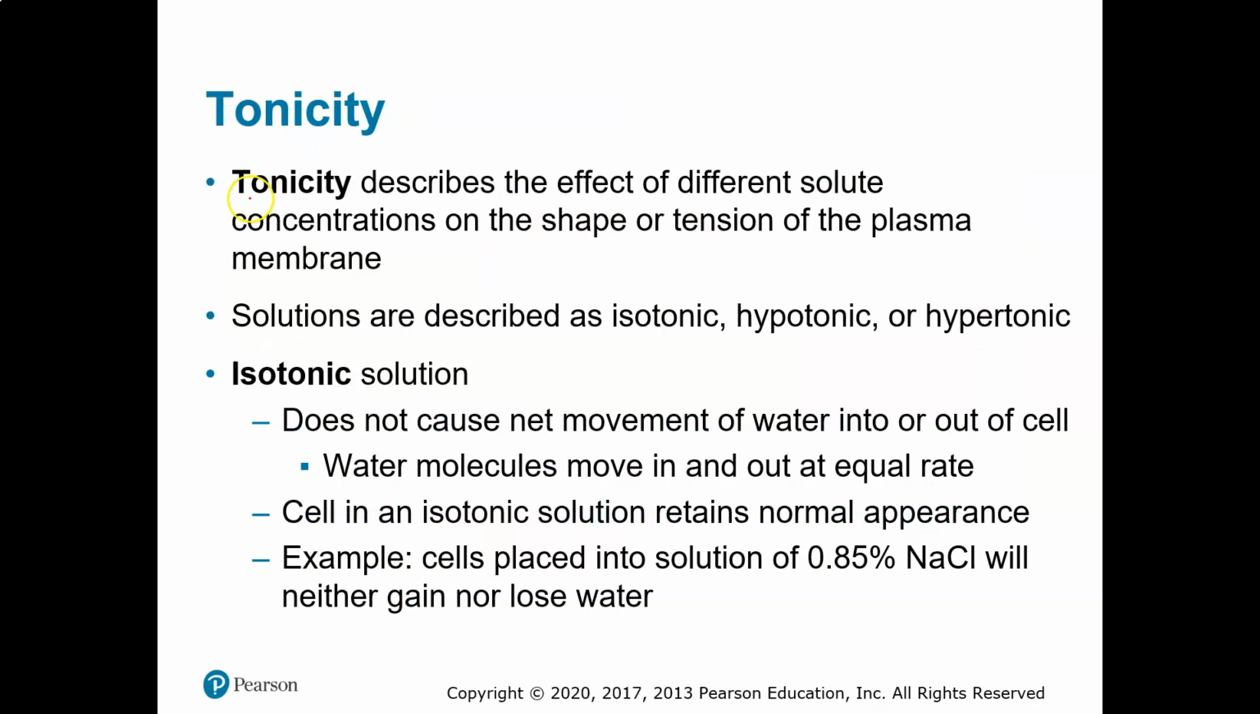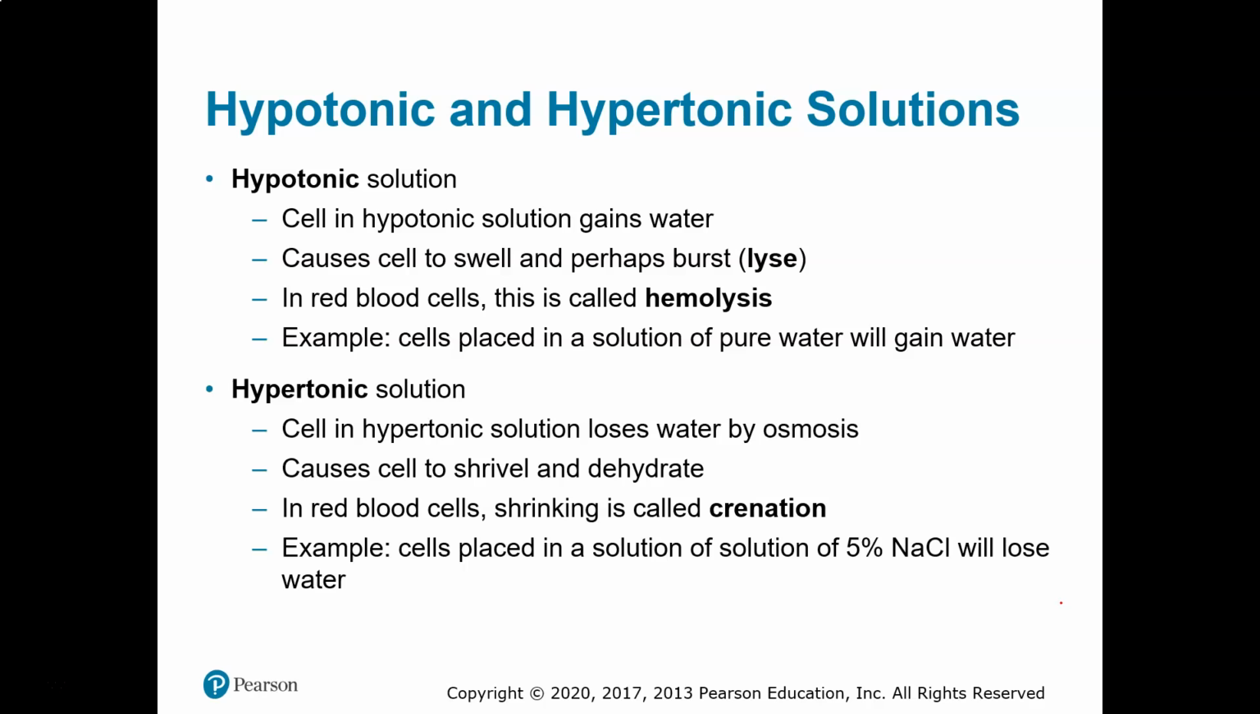Tonicity is the effect of different solute concentrations on the shape or tension of the plasma membrane. If a solution is isotonic, it doesn't cause a net movement of water into or out of the cell. So water molecules move in and out at an equal rate. So the cell will stay the same size. It will retain its normal appearance in an isotonic solution. 0.85% salt, sodium chloride, is the same thing as what we term in medicine normal saline, which is used as IV fluid sometimes.